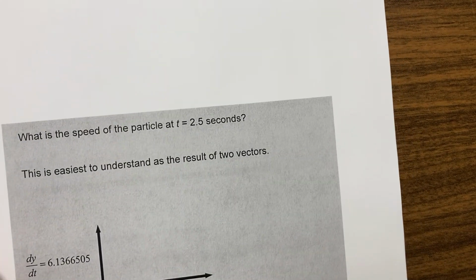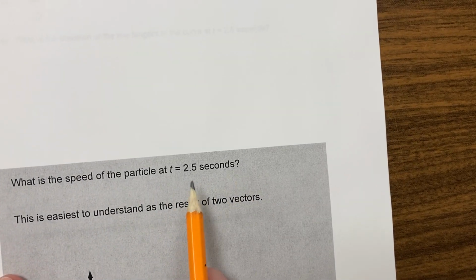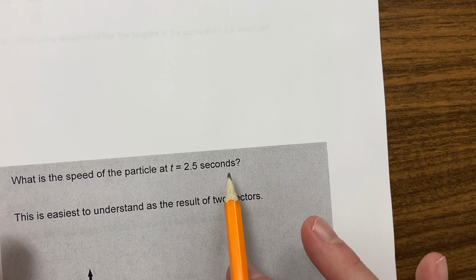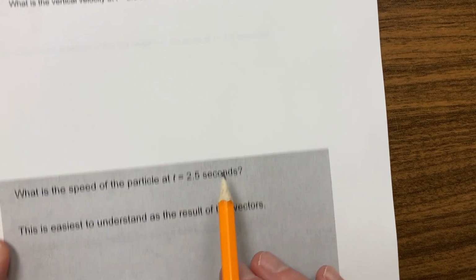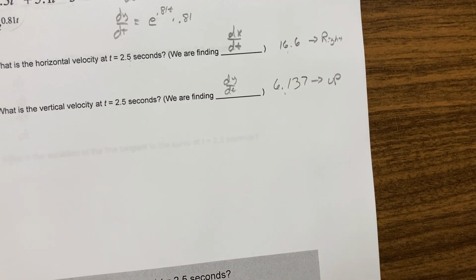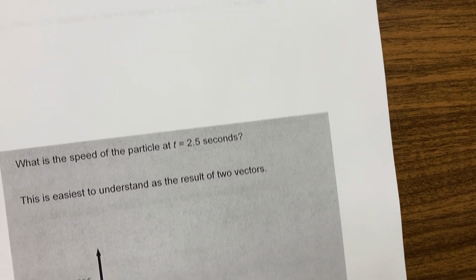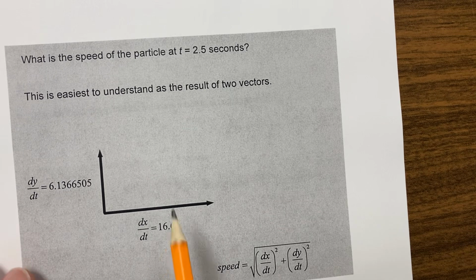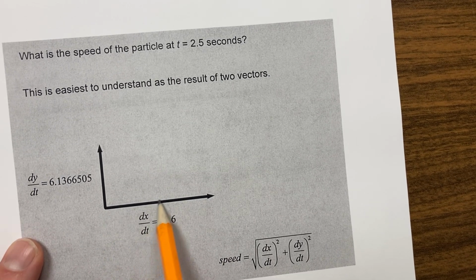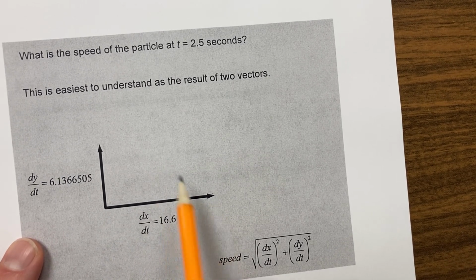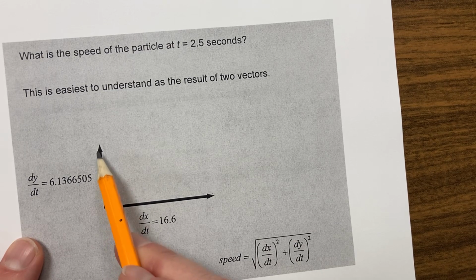What is the speed of the particle at 2.5 seconds? So speed is the absolute value of velocity normally, except that we have two velocities. We have a dx/dt, we have a dy/dt, right? So the way to understand this then is to think of vectors. So dx/dt is how fast we're traveling in this direction. dy/dt is how fast we're traveling in this direction.